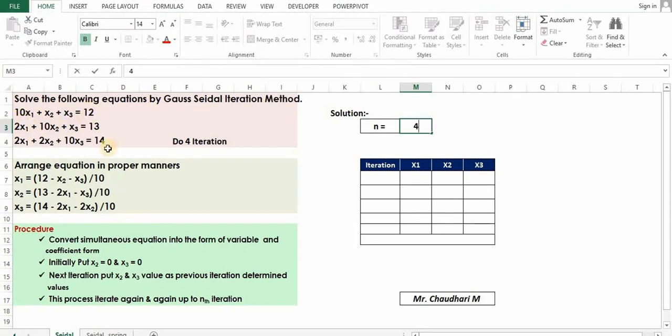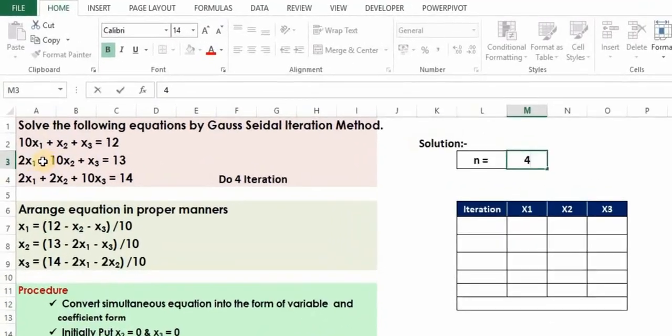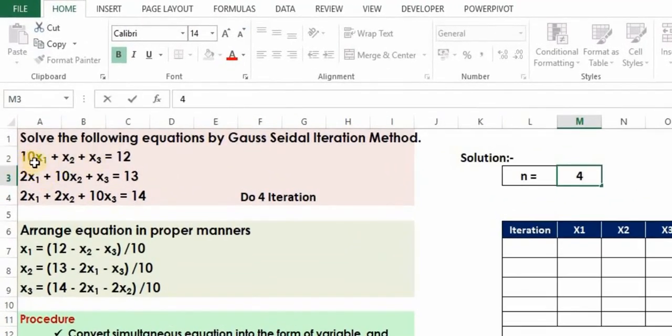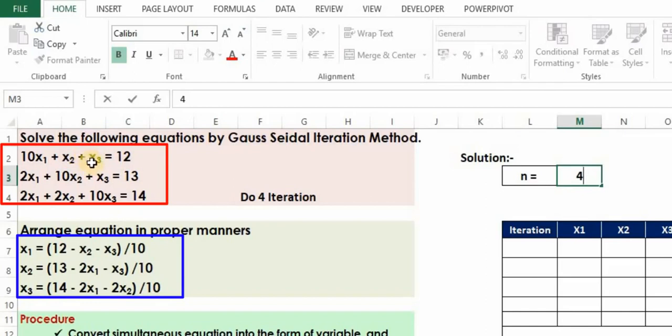Now this is 10x1 plus x2 plus x3 is equal to 12. This is the final equation, in the form Ax is equal to b. So all three equations we have to rearrange into a proper format. For example, the first equation, 10x1 plus x2 plus x3 is equal to 12. We rearrange it into the proper format. The first coefficient is x1, so x1 goes on the left hand side, and 12 minus x2 minus x3 goes to the right hand side. Now 10 divides all terms.